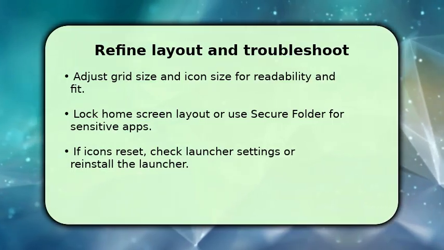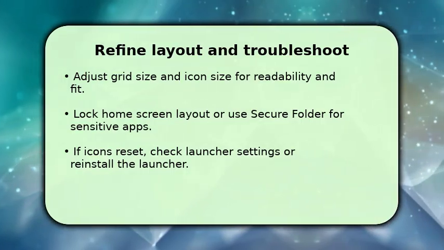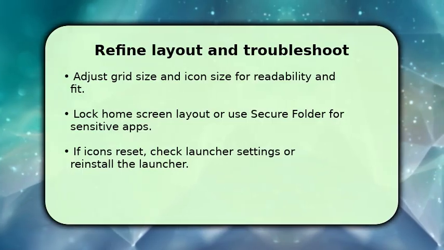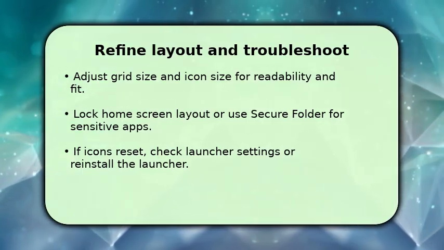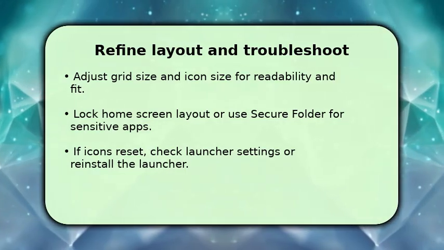If icons jump or layouts reset, first restart your phone, then check the launcher settings or reinstall the launcher if corruption persists. If problems continue, backup layout, clear launcher cache, and restore the arrangement.